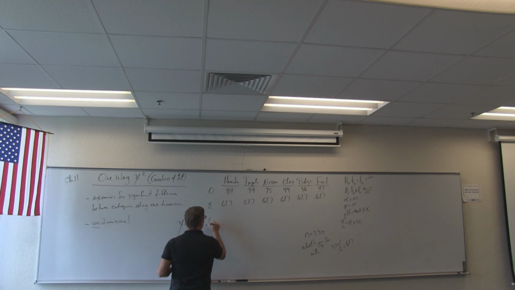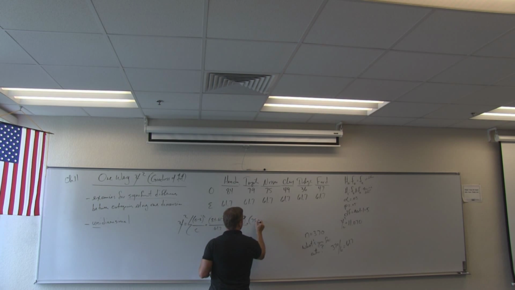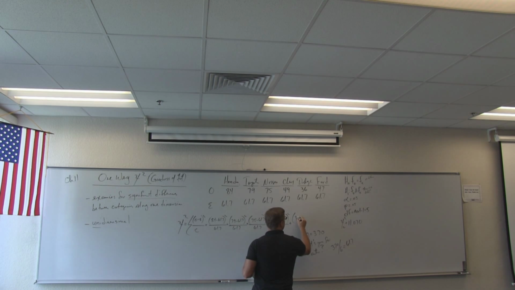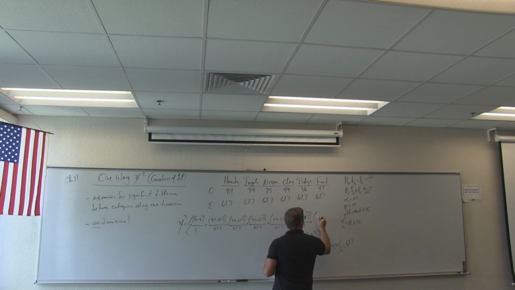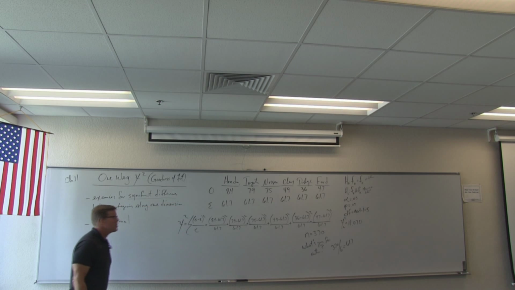Let's do it. Honda: O minus E squared over E, 84 minus 61.7 squared over 61.7, plus Toyota, 79 minus 61.7 squared over 61.7, plus Nissan, 75 minus 61.7 squared over 61.7, plus Chevy, 49 minus 61.7 squared over 61.7, plus Dodge, 36 minus 61.7 squared over 61.7, plus Ford, 47 minus 61.7 squared over 61.7. A lot of arithmetic. It's just the way it is.